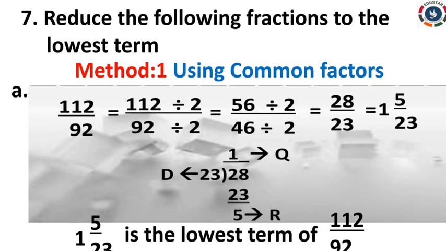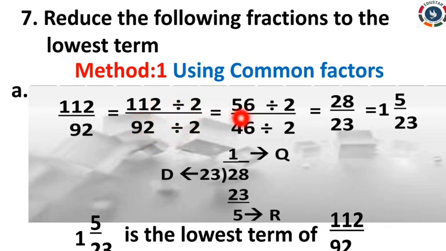Then the 7th one, reduce the following fractions to the lowest term. We are using two methods here. One of the methods is using common factors to divide the values. A. 112 by 92. Both are even numbers, so we can divide by 2. What you use in the numerator, you use the same in the denominator. So 112 divided by 2, 92 divided by 2.